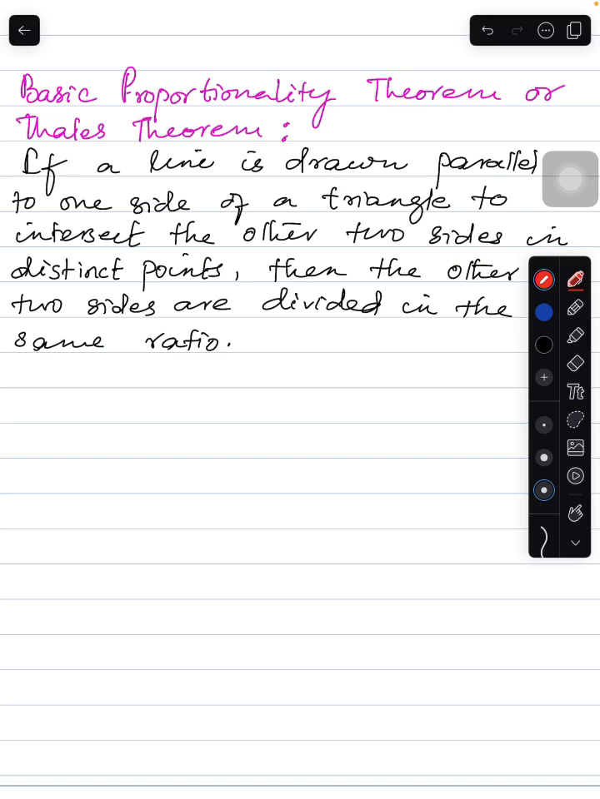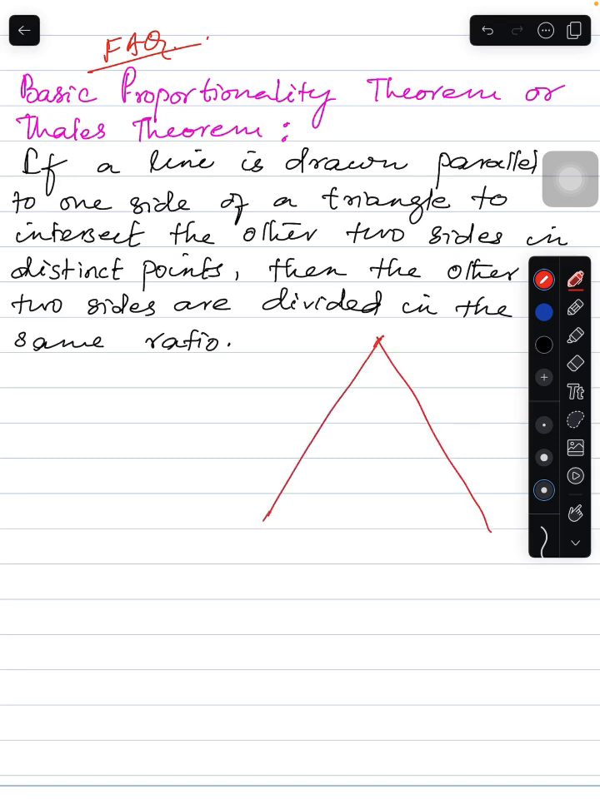Guys, today I'll be teaching you about the basic proportionality theorem, or Thales theorem. This is one of the most important theorems. This is a frequently asked question in boards. So what the theorem says is: if a line is drawn parallel to one side of a triangle to intersect the other two sides. Suppose a triangle is drawn.